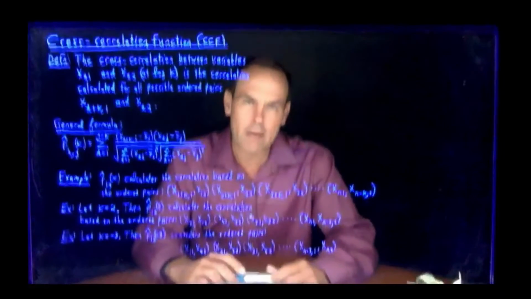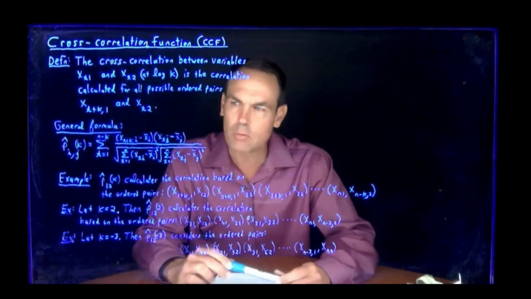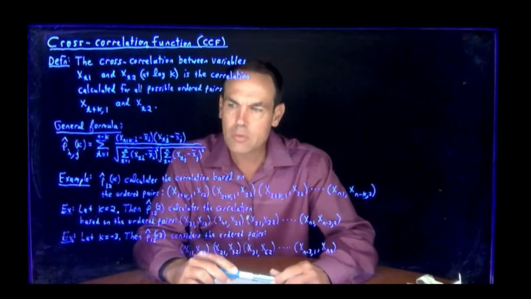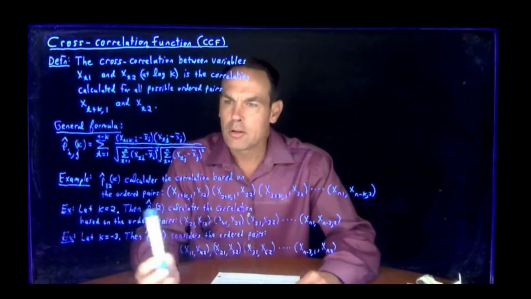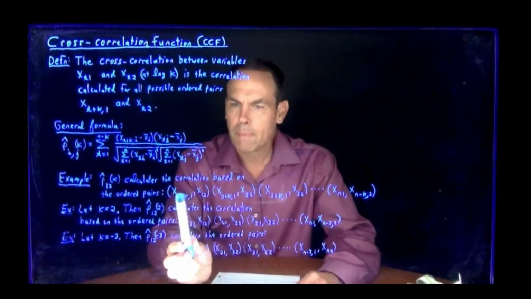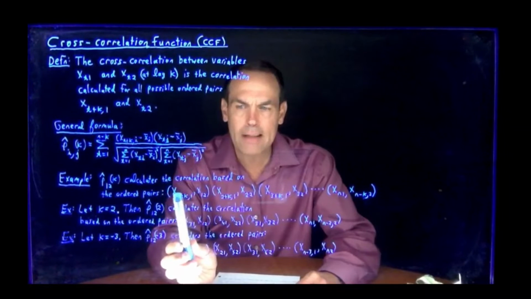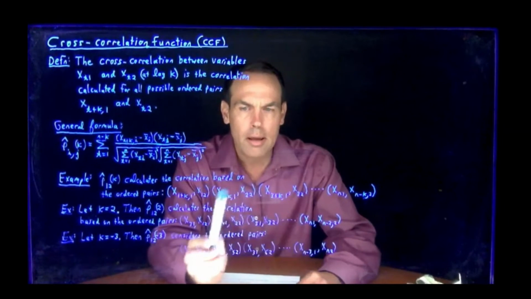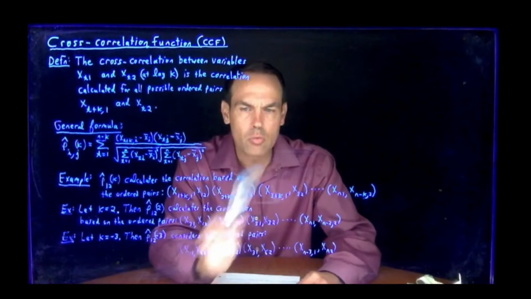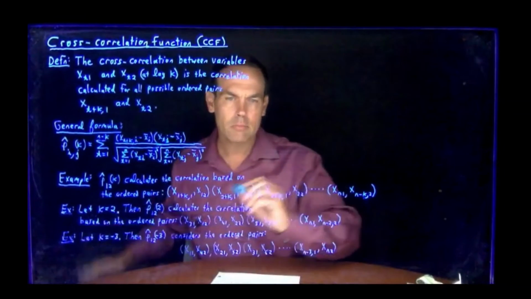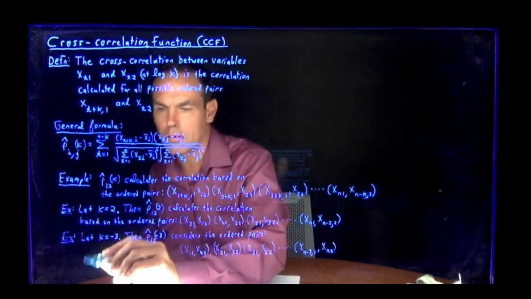Let's do one last thing too. What would happen if k equals 0? If k equals 0, then go up to our formula here and replace k with 0. And what do we have? We have x11, x12, x21, x22. We're going to write this out.